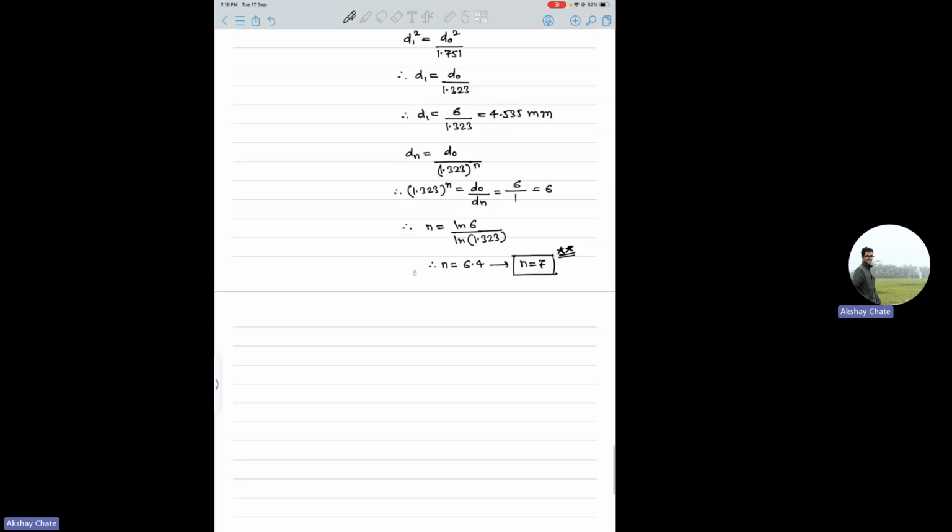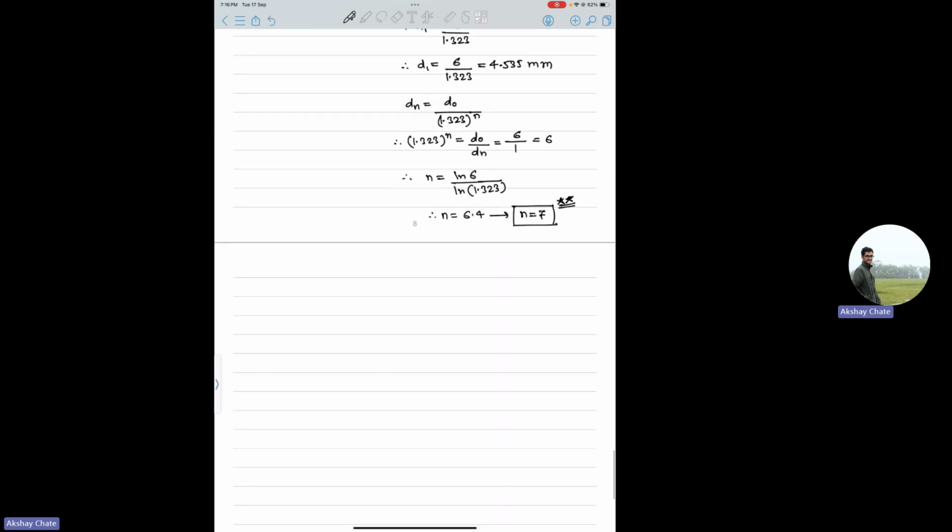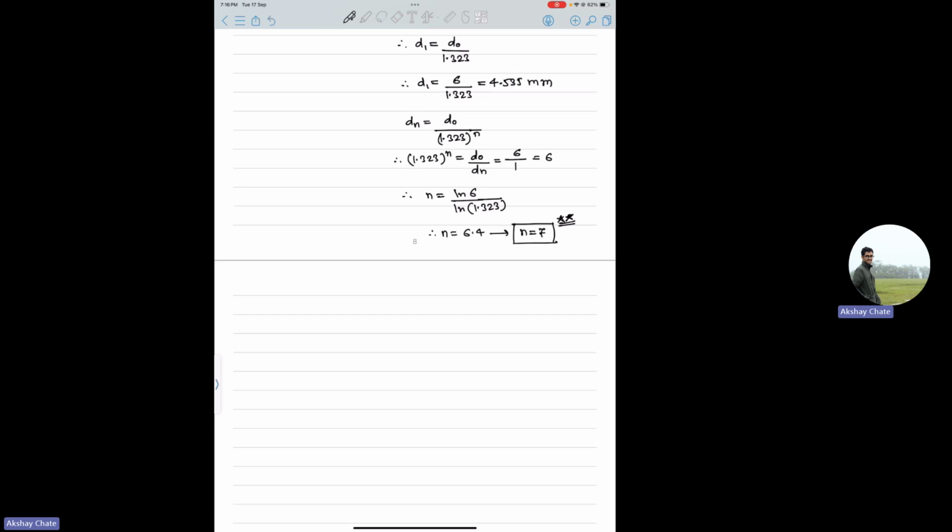This formula is slightly modified for tube drawing. For tube drawing, there are two frictional surfaces, and you have a similar kind of formula but with slight modifications.